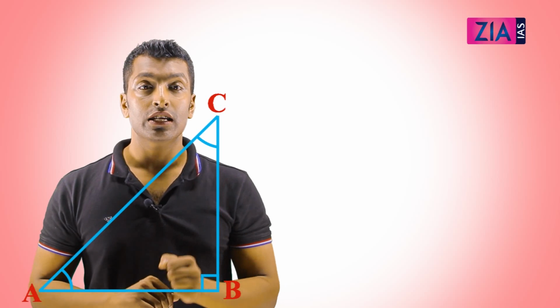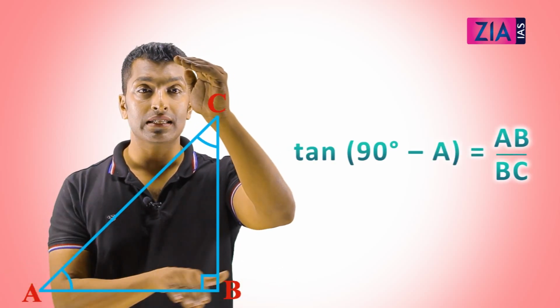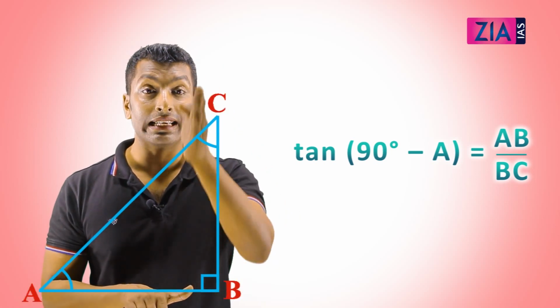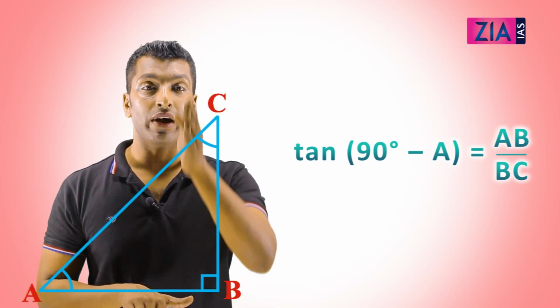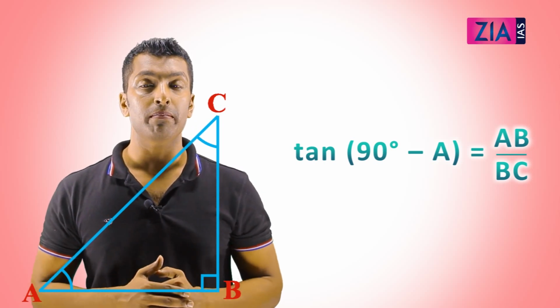Now with respect to C, what is the opposite side? That is AB, and the adjacent side is BC. So tan(90 minus A), or tan C, will be equal to the opposite side, which is AB, divided by the adjacent side, which is BC. So we got tan(90 minus A) as AB divided by BC.